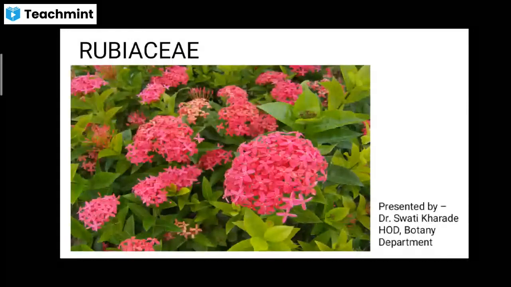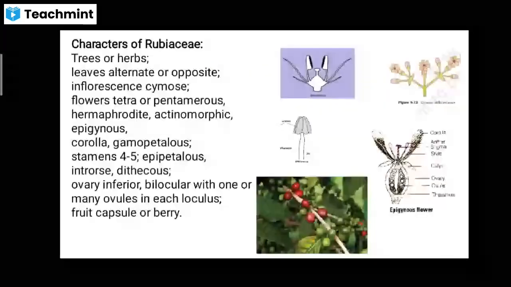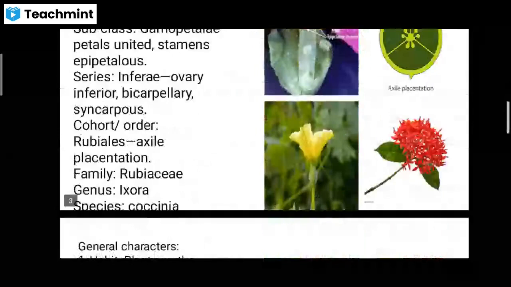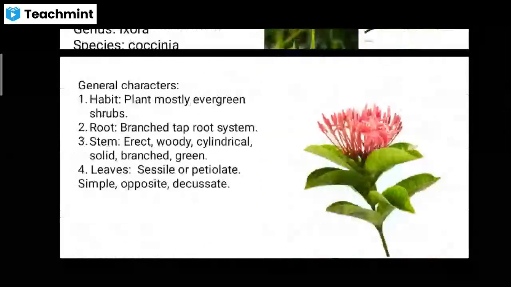First of all, the distinguishing characters of the family Rubiaceae. The members of the Rubiaceae are mostly trees or herbs. So herbaceous plants and some trees are included under this Rubiaceae family. Then the leaves of these members are alternate and opposite. You can see this, the leaves are opposite.